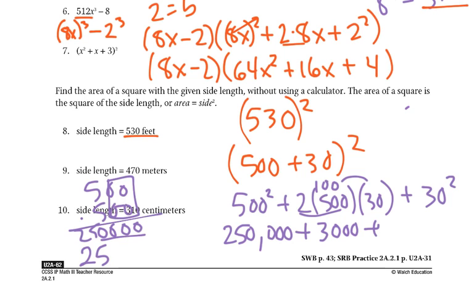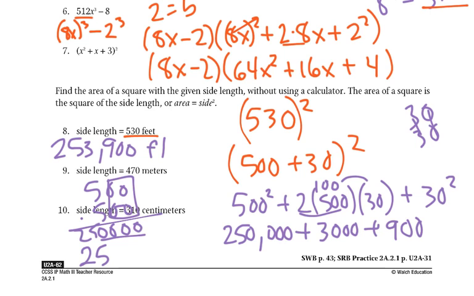Plus 30 squared, 30 times 30. 3 times 3 is 9. 2 zeros, 900. Now these we should be able to add together better, right? Would be 253,900 feet squared. So that's kind of the idea, is that you can use easier methods, and it's just practicing what we needed. Okay?